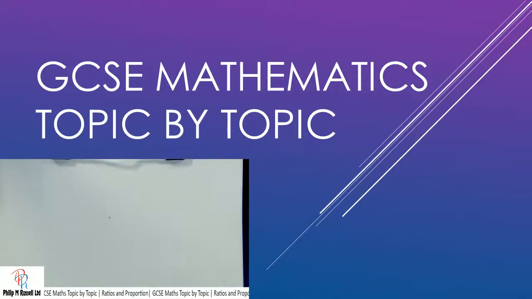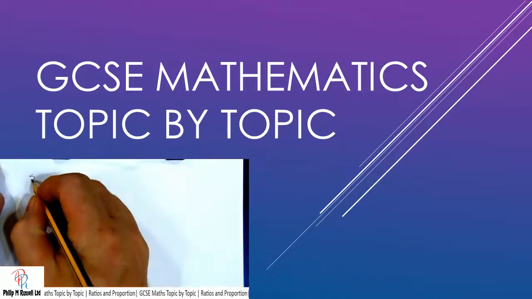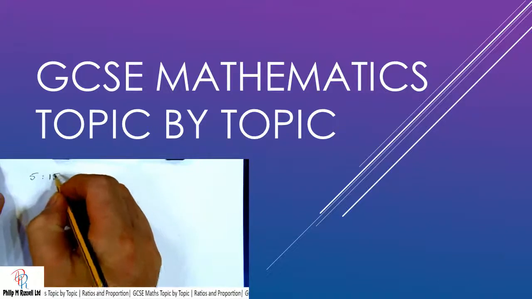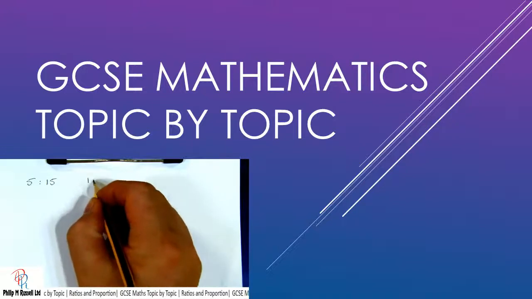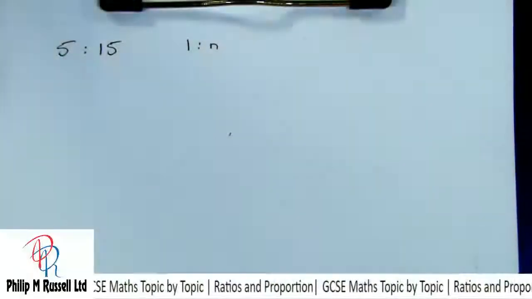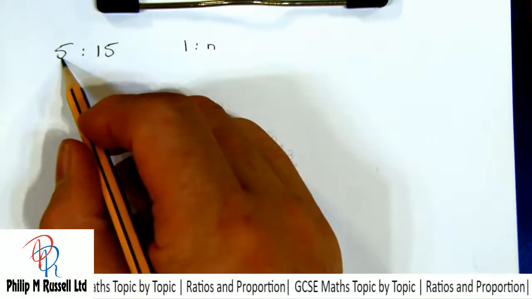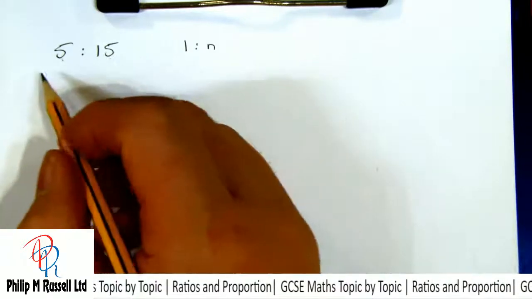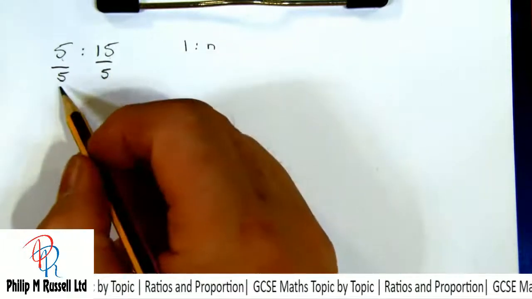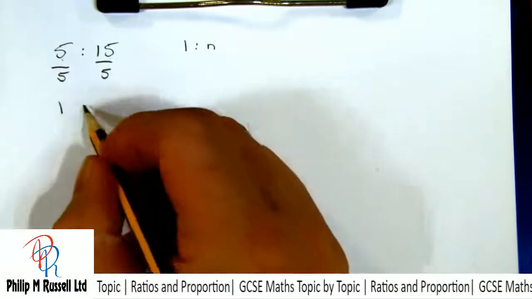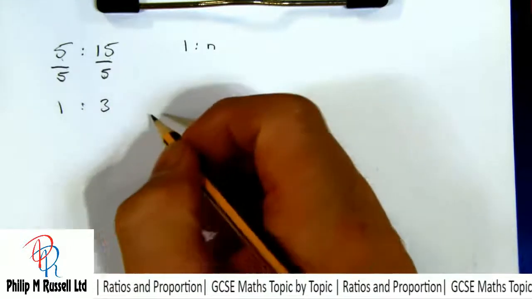We might be given something like this, and you want to write a ratio, let's say it's 5 to 15, and you want it in the simplest version, which is 1 to n. How do we go about these? Very simply, we take the smallest number and divide it into the largest number. So 5s into 5 go 1, and 5s into 15 go 3, and there is our simplest ratio.